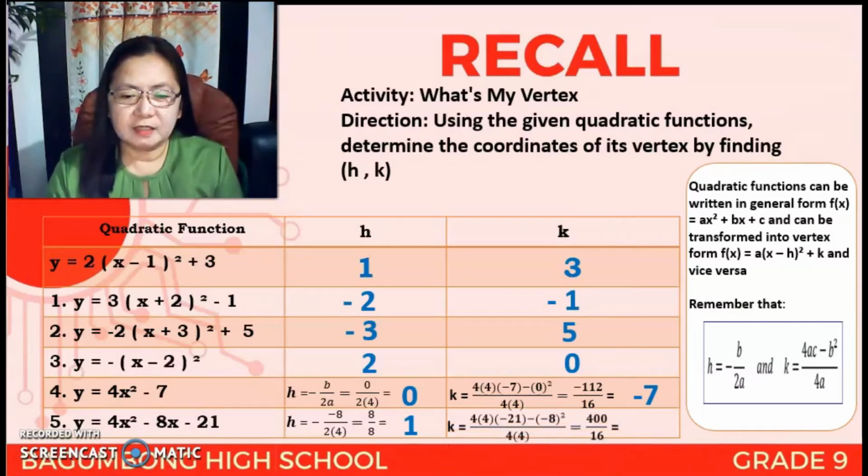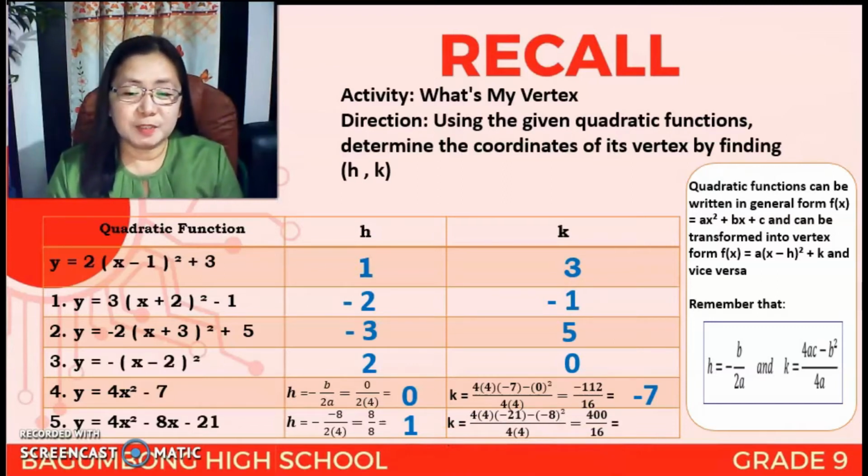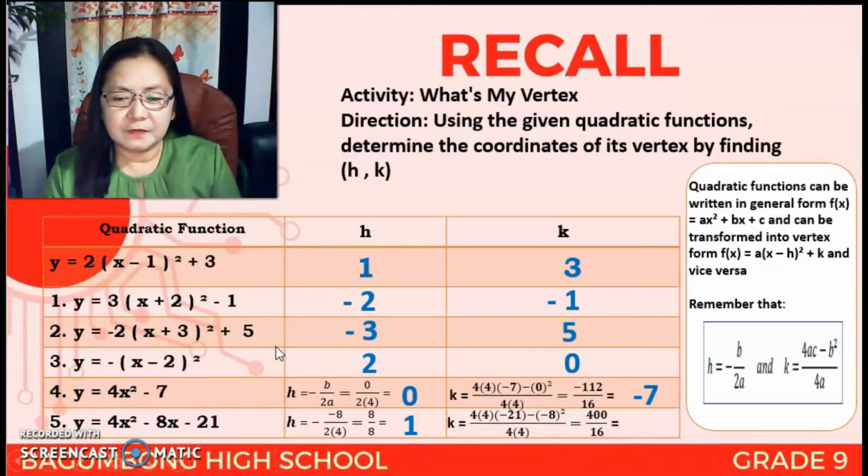And for K, we use the formula 4AC minus B squared all over 4A. So substitute the value of A, B, and C in the formula. This is 4 times A, which is 4, times C, which is negative 21, divided by 4 times A, which is 4.